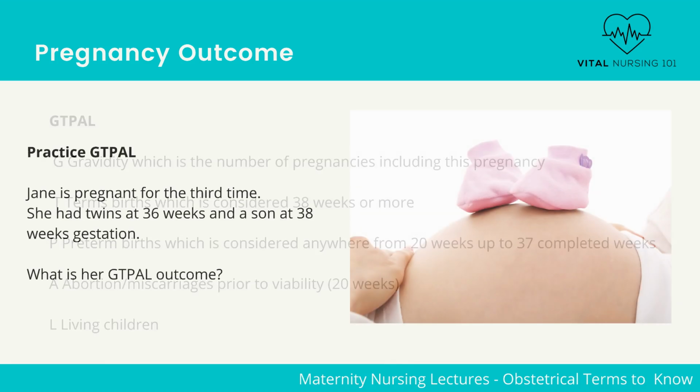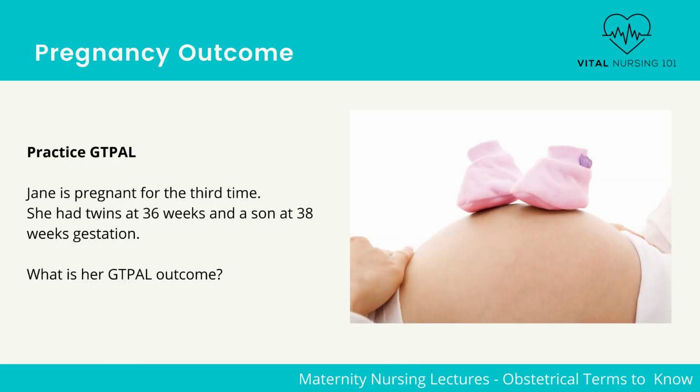Jane is pregnant for the third time. She had twins at 36 weeks and a son at 38 weeks gestation. G is 3 because this is the number of her pregnancies. T is 1 because she had only one child at term, which is 38 weeks. P is 1 because she had one preterm birth at 36 weeks.